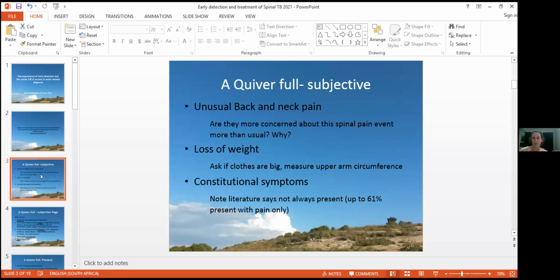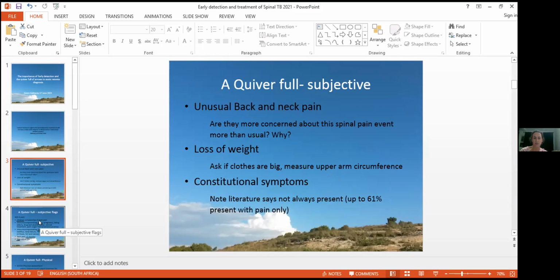So loss of weight, I learned not to trust clinic scales. They sometimes don't compare between clinic and hospital. So ask the patient if their clothes are looser. You can also measure upper arm circumference, which is a nice reliable way of checking whether their weight gains or doesn't when you measure them on another scale.